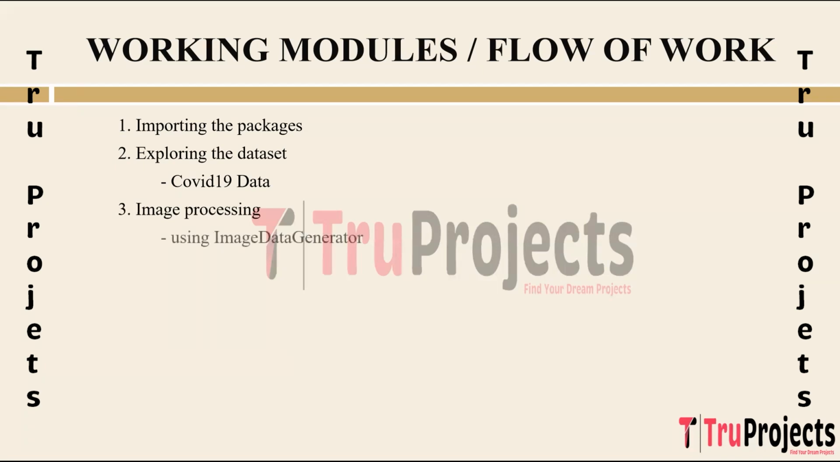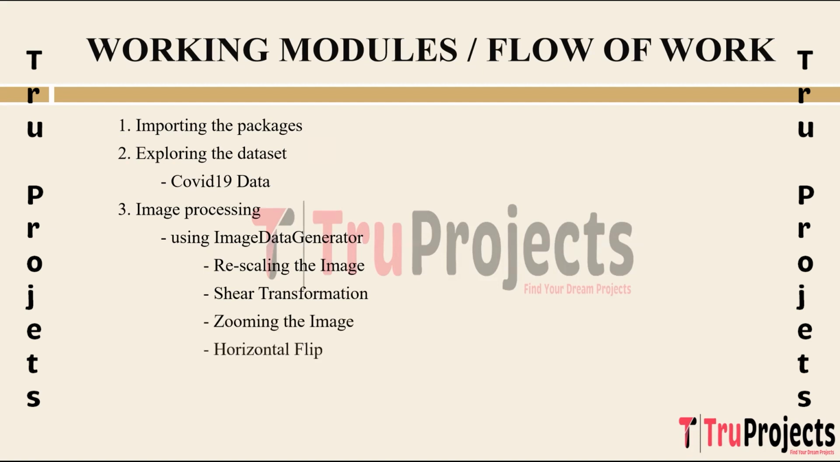Image processing using image data generator. Rescaling the image: adjusting pixel values to a standardized range, usually between 0 and 1. Shear transformation: distorting the shape of images by shifting one part of the image. Zooming the image: altering the size of images. Horizontal flip: flipping images horizontally to create mirror images. Reshaping the image: adjusting the dimensions of images to fit the model's input requirements.